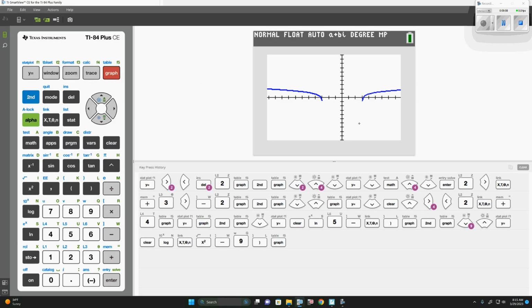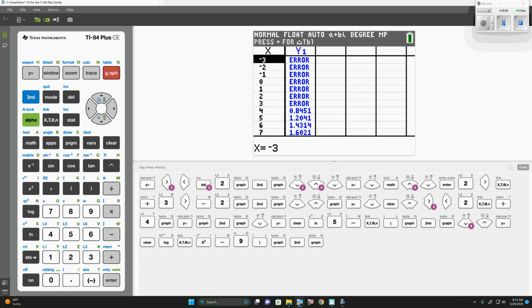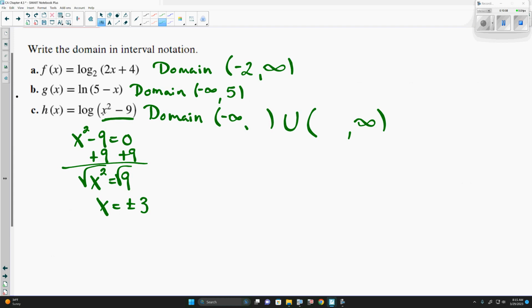Now, there are two spots where it stops. And if we look at the table, one of them is at -3, and the other is at 3. So for our domain, we're actually going to get negative infinity to negative 3, union 3 to infinity. And part of the reason for this is because what's inside here cannot be 0. And at 3 and negative 3, we do get a value of 0.